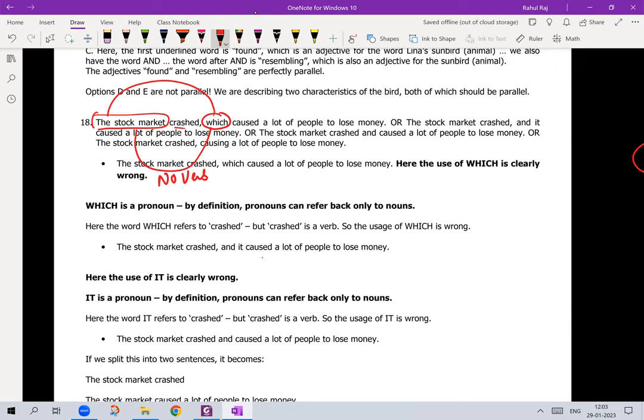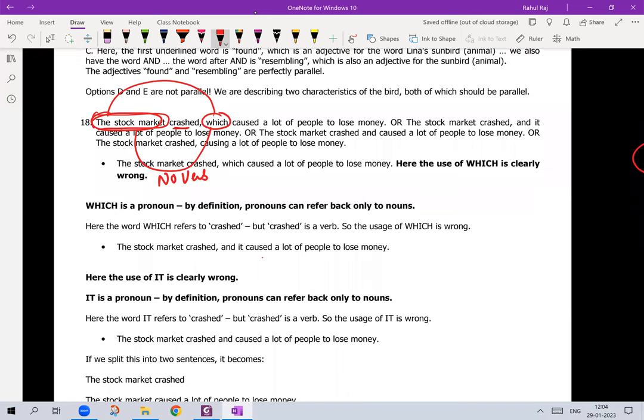Now here "crashed" is a verb. Agreed? Is "crashed" a verb or not? Yeah, it is. So the reference of "which" is wrong; "which" can't go back to the stock market. The reference of "which" in the sentence is absolutely invalid. Got it. But if it was "the stock market crash"? Crash is also a verb. The whole point is if "which" goes back to a noun, you should ensure that there is no verb in between. If there is a verb, then "which" will not refer back to that particular noun. That's it.